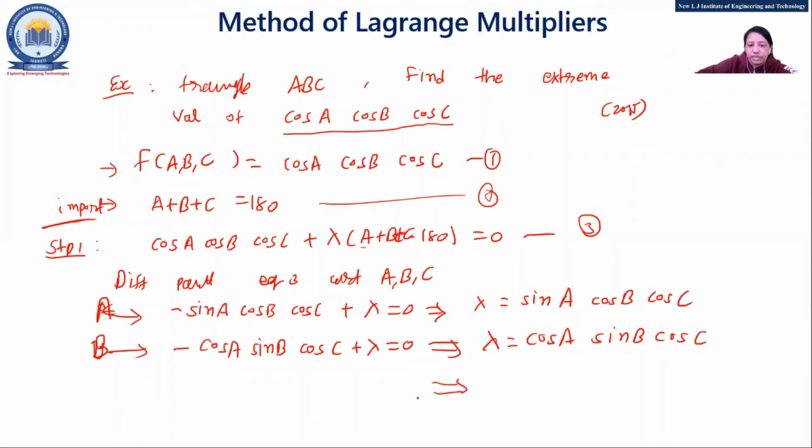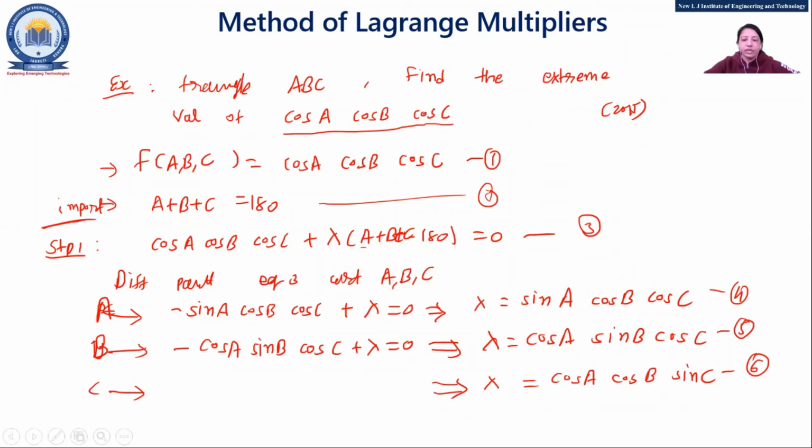Now with respect to C, I will not write this directly. From that we can write cos A, cos B and sin C. So I will now have three equations, which are 4, 5 and 6. So we need to solve them.